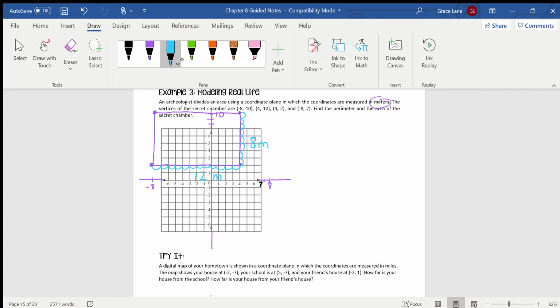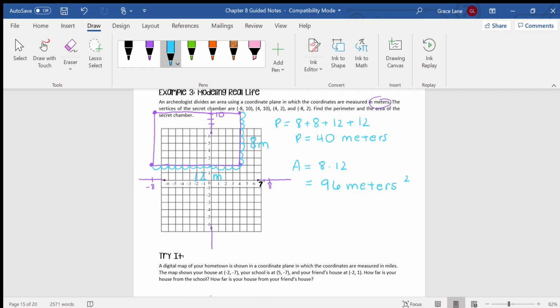Okay, so the perimeter is adding all the sides up. So if you add up the left and the right side, 8 plus 8, the top and the bottom, this is for the perimeter. Add all those up, you should get 40 meters. And then the area is just the length times the width. So 8 times 12 would give me 96. Area is measured in square units, so it would look like that.